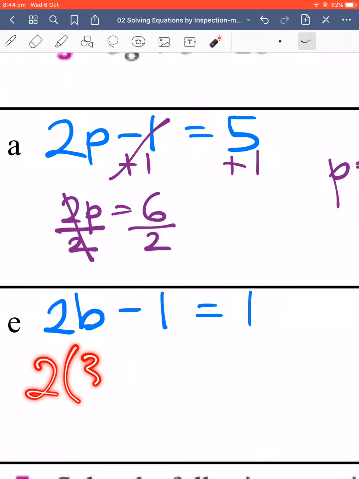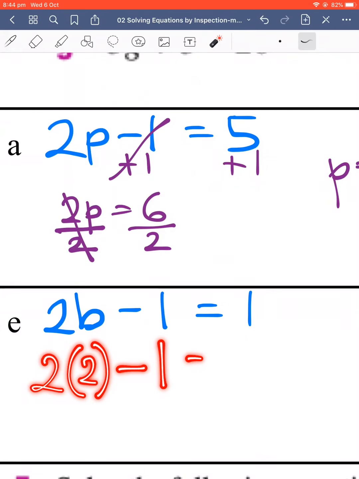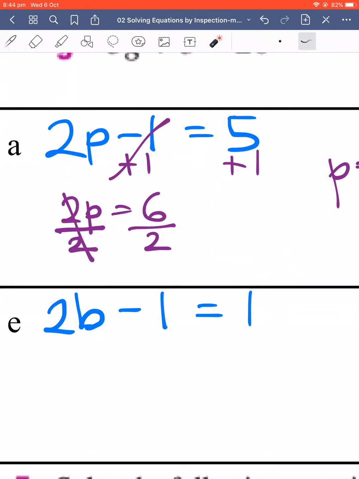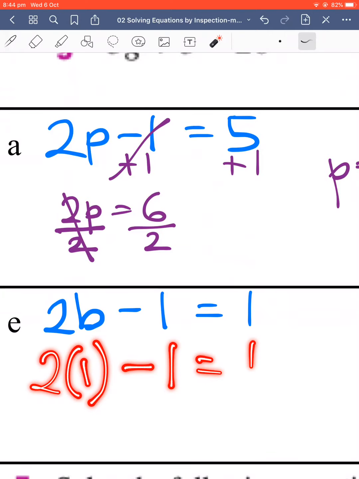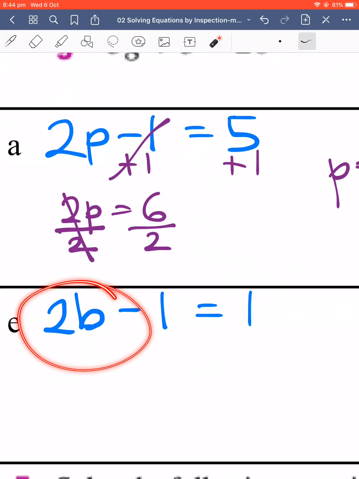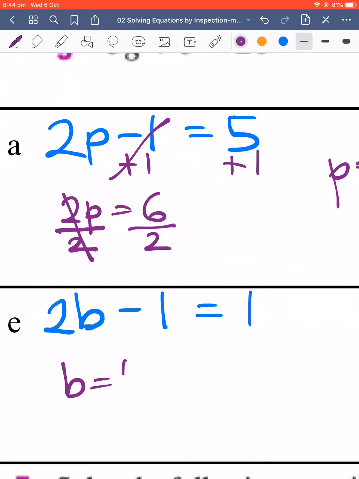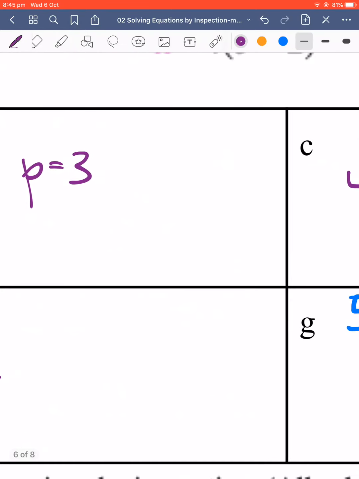So if I do 2 multiplied by 3, minus 1, that gives me 5. Too high. Let's do 2 multiplied by 2 gives me 4 minus 1 is 3. Nope. Let's do 2 times 1. So 2 times 1 is 2 minus 1 does indeed give me 1. So I have my answer, and my b value here is going to be 1. And again, I can always double check that by substituting it in and making sure that that statement is true.